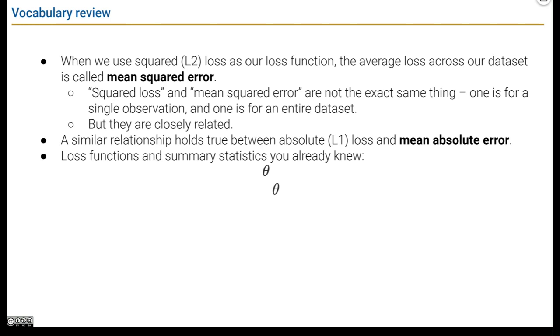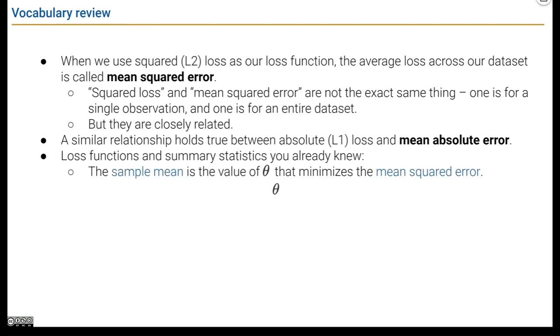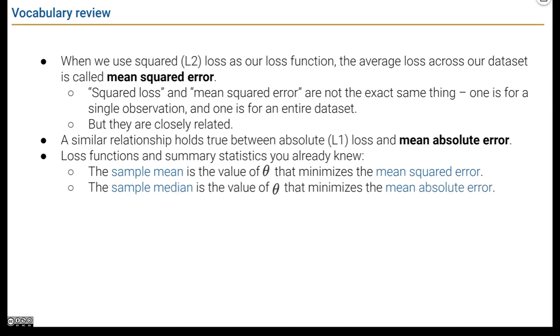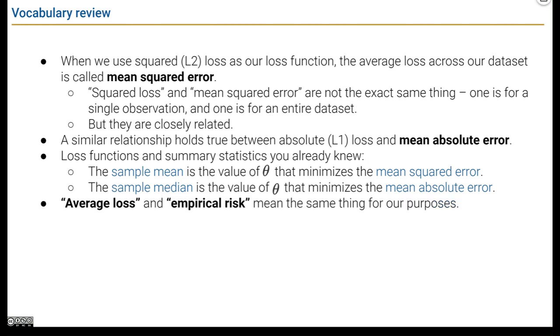We connected loss functions with some summary statistics we've already been using in this class. In particular, we showed the sample mean is the value of theta that minimizes the mean squared error in our constant model. And the sample median is the value of our constant that minimizes the mean absolute error. One other term you'll frequently hear is not just average loss, but sometimes we'll call it empirical risk. For our purposes, those mean the same thing.